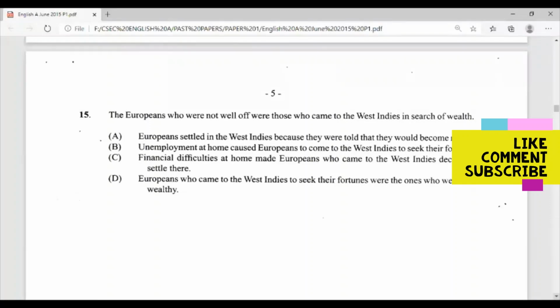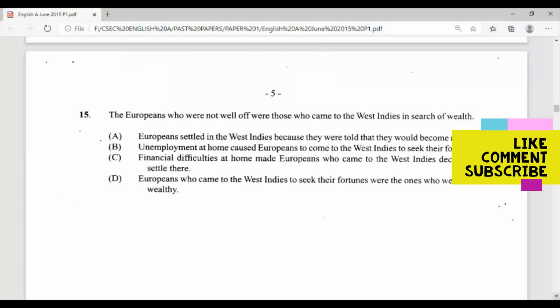So let's see which sentence says the same. A, Europeans settled in the West Indies because they were told that they would become richer. The original sentence did not suggest that at all. Nobody told them that. They came to search for it.